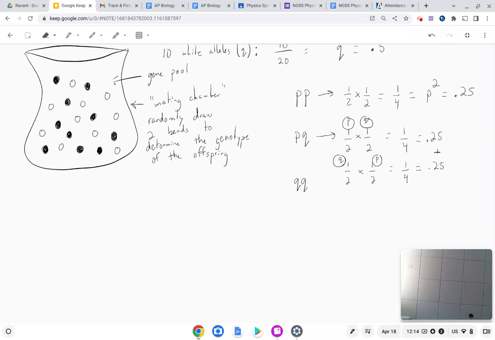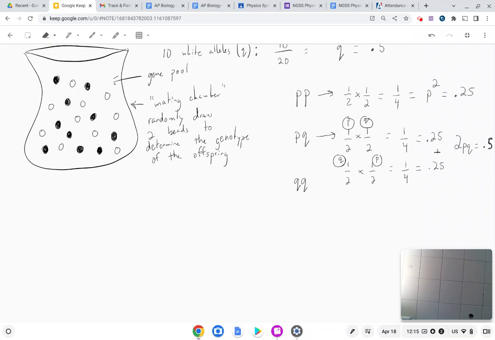So the way that this is denoted in the Hardy-Weinberg equation is 2pq equals 0.5. So why do we have the number 2 in front? The number 2 is just representing that there's two possible ways to get the heterozygote. Are you okay with that?